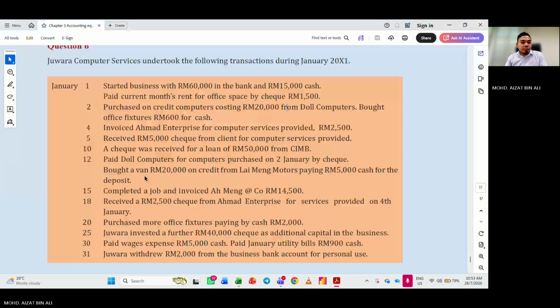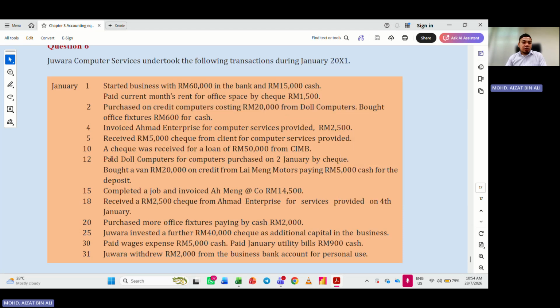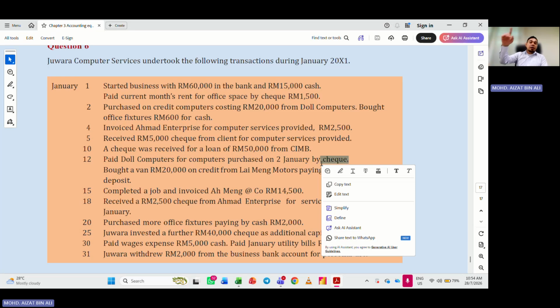Okay, next. January 12th, paid Dell Computers for computers purchased on 2nd January by check. Okay, look at this transaction. We purchased computers on credit for 20,000. Now we issued a check for full settlement. We paid in full. So in this case, because we issued a check, paid Dell Computers by check, you see here, by check, it goes into our bank's column. And because we are making a payment, the money in our bank will decrease.